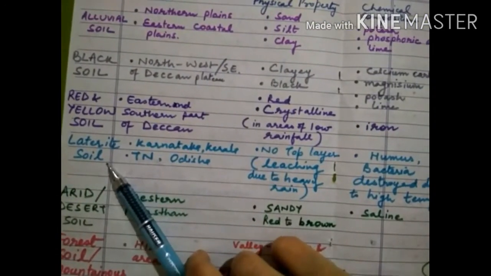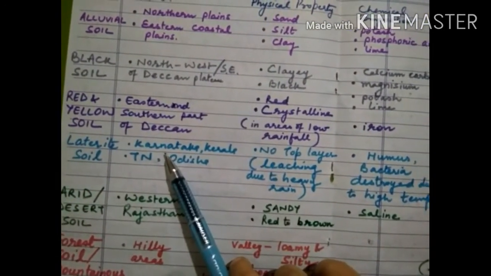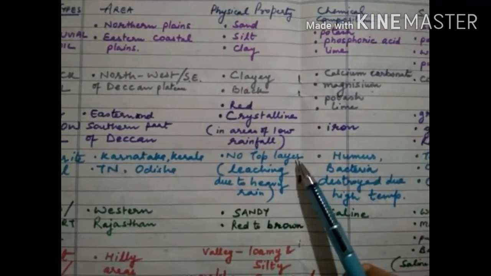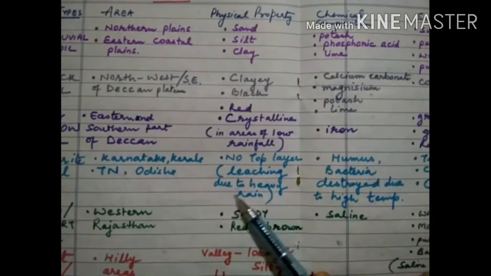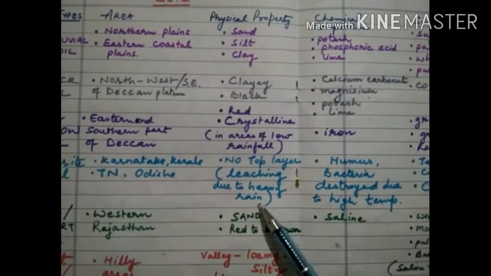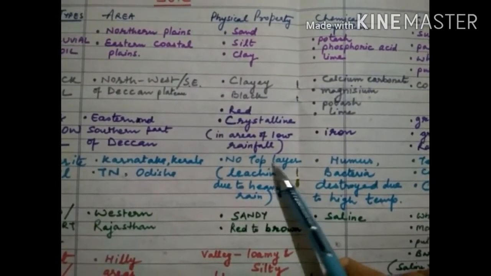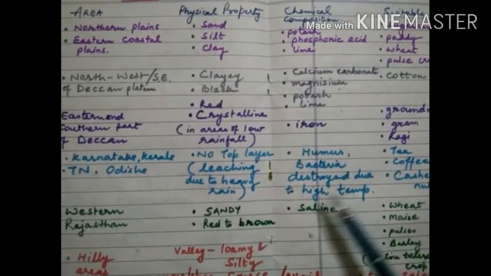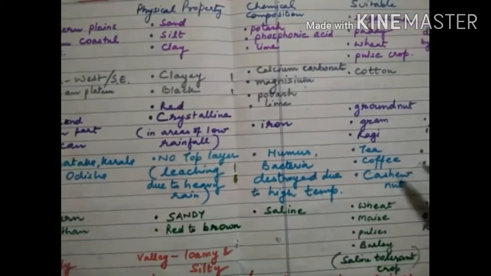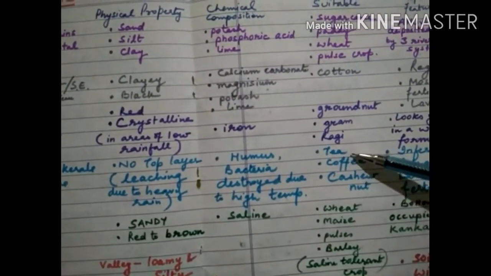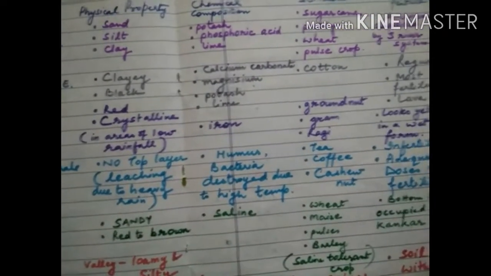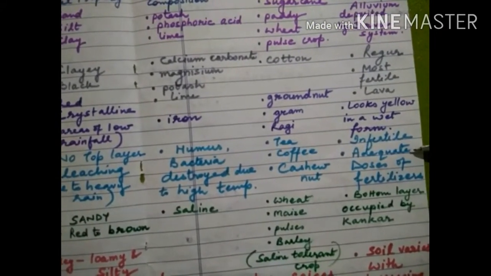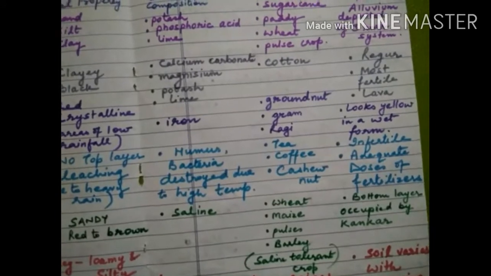Now laterite soil. It is found in some parts of Karnataka, Kerala, Tamil Nadu, Odisha. It has no top layer and there is intense leaching due to heavy rain. Due to very heavy rain, its top layer gets drained. Humus bacteria are destroyed due to high temperature. This soil is good for the production of tea, coffee and cashew nut. This is the most infertile soil and it can be productive only with adequate doses of fertilizers.